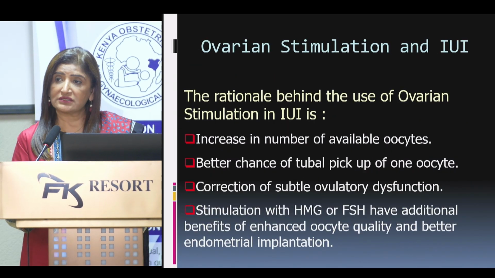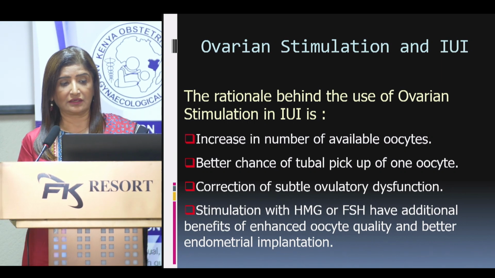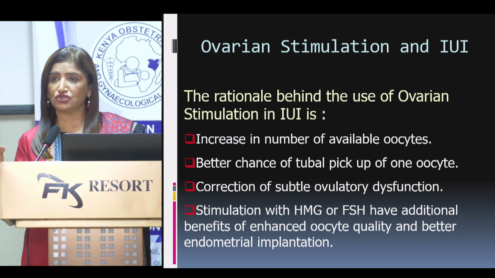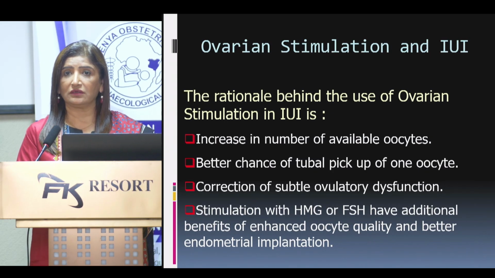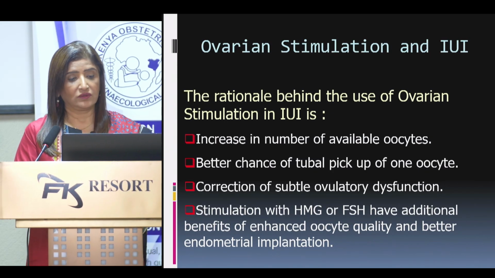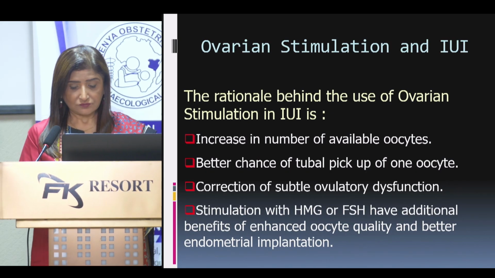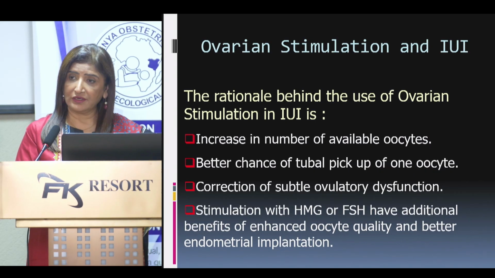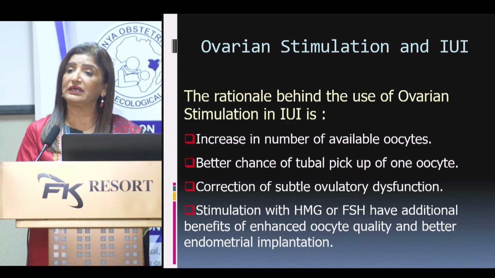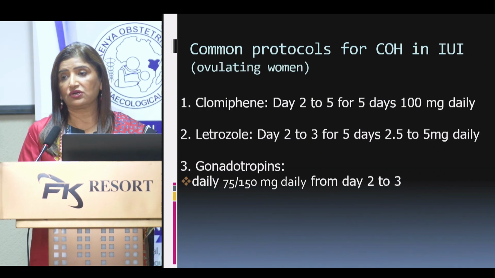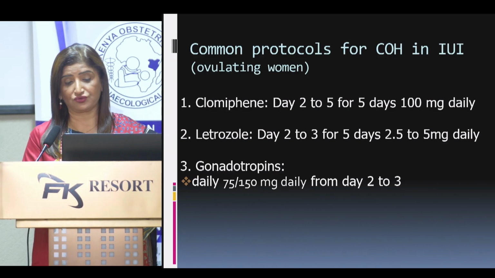So the rationale behind the stimulation is that we want to have more eggs, say 2-3 eggs in one cycle, so that there is a better chance of the tubal pickup of at least one egg out of those 2-3. And also when we give the patient ovulatory medications, there is a subtle correction in the ovulatory dysfunction. And it is also seen that stimulation with HMG or FSH has an additional benefit of enhanced oocyte quality and better endometrial implantation. So the common protocols used for IUI are clomiphene citrate, letrozole and gonadotropins.